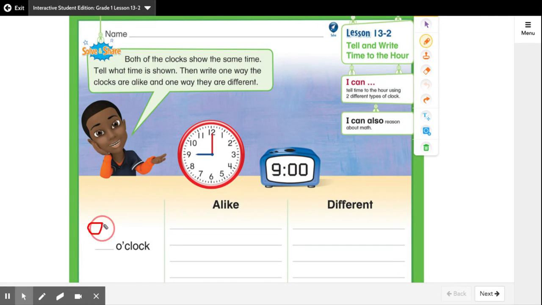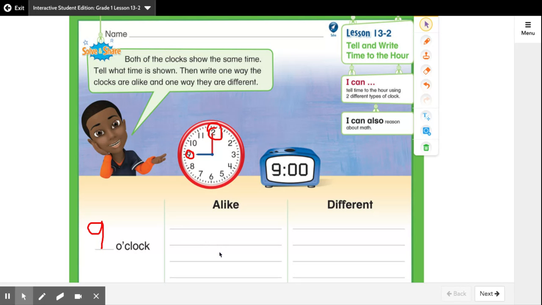If you said 9 o'clock, awesome job. Remember, it's 9 o'clock because the hour hand is pointing to the 9, and the minute hand is pointing to the 12, and when it points to the 12, we say o'clock, right? Awesome job. All right, so this clock is also showing 9 o'clock because on the left side of the dots here, it shows the hour, which is 9, okay? And the other side of the dots, the right side of the dots, shows the 00, and that's kind of the same thing as the 12 on this kind of clock.